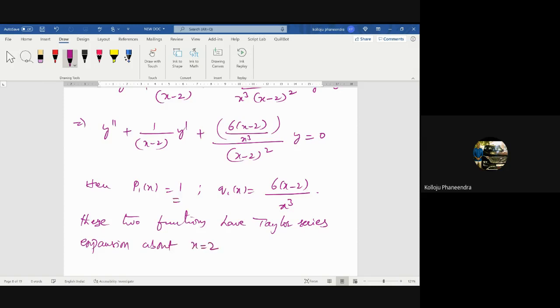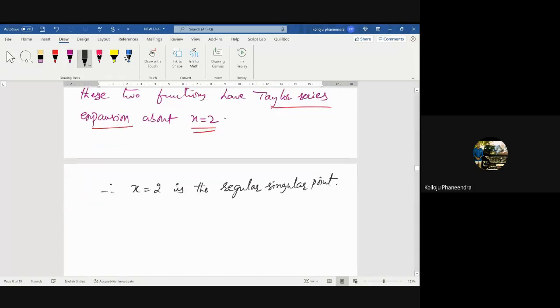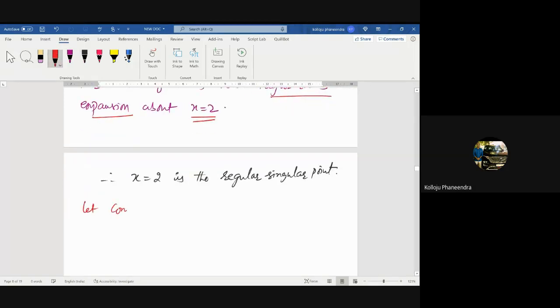See, this is constant, always continuous. For this function, the Taylor series does not exist at x equal to 0 because the denominator x cube is there. But the singular point here is x equal to 2, so the Taylor series exists. These two functions have Taylor series expansion about x equal to 2. Therefore, x equal to 2 is the regular singular point. Now let us consider the other singular point.